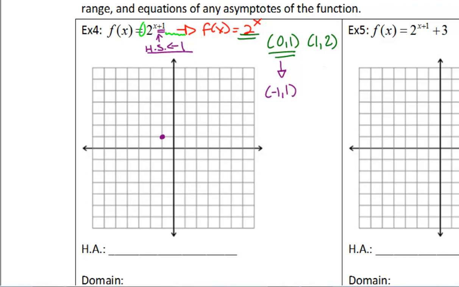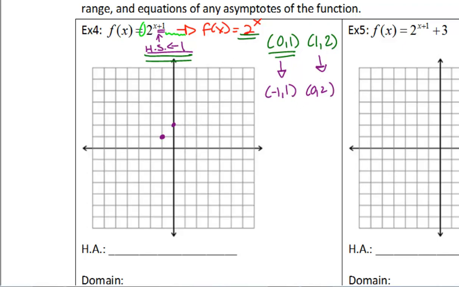Let's look at the point (1, 2). The point (1, 2) was right here. Well, according to my shift for this function, I needed to move this point left 1 unit. So (1, 2) becomes (0, 2). Those two are the two new points for my graph.